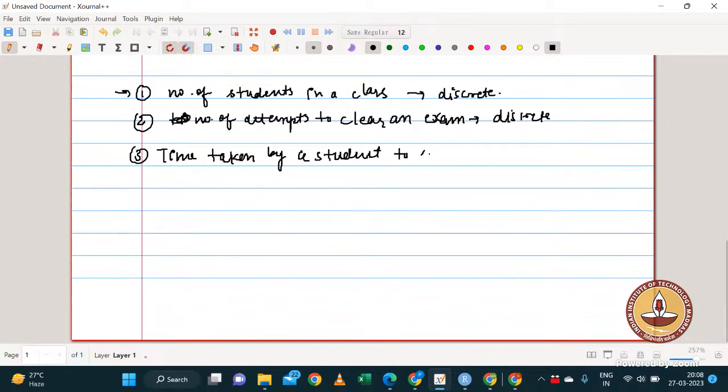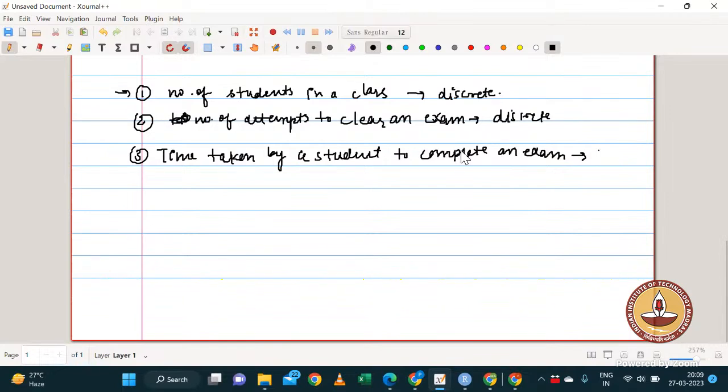Suppose I'm saying time taken by a student to complete an exam. Is it discrete or continuous? Continuous, sir. Why continuous? Because it can be 0 to the end of the time. So I can say 1 hour, 2 hours, 1.5 hours. So why not discrete? Because we don't know which value it will take. Suppose the exam is 3 hours, it can take any value from 0 to 3 hours.